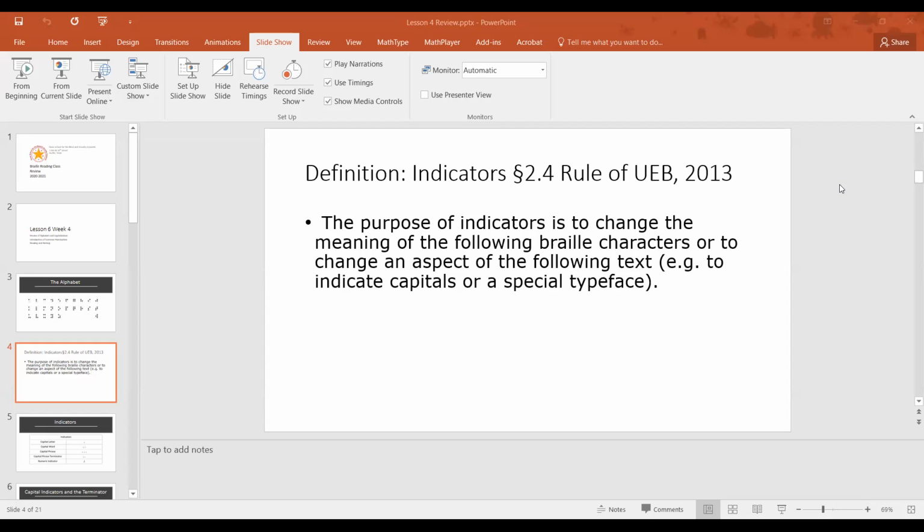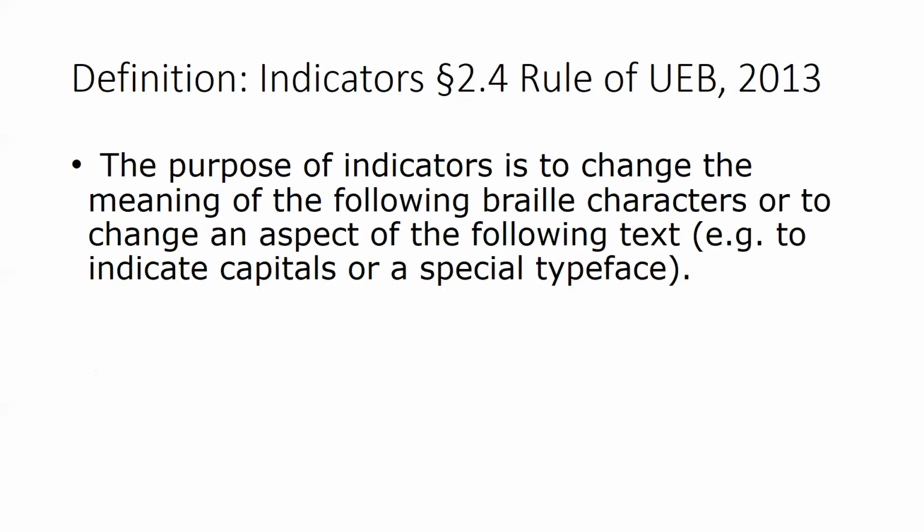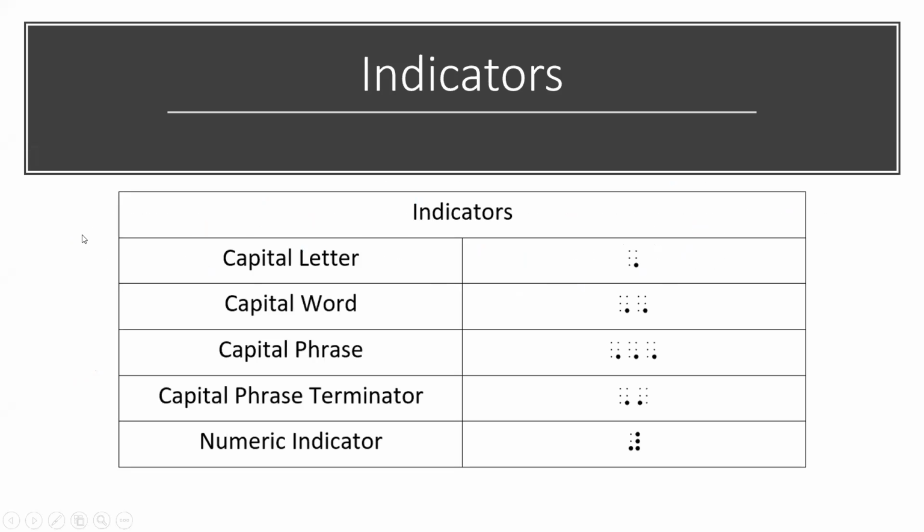Okay. So indicators. Their purpose is to change the meaning of the following Braille characters or to change an aspect of the following text. This can be capital signs, special typeface like italics or bold or underline or script, or it can also change to numeric mode, and we have numbers. Let's go ahead and look at the capital indicators.